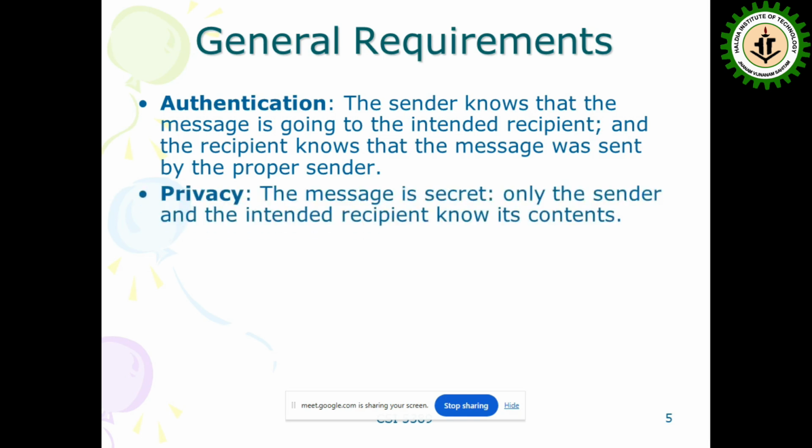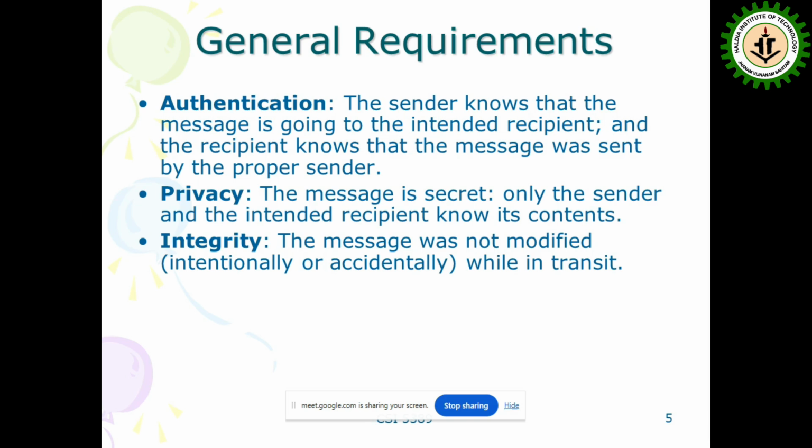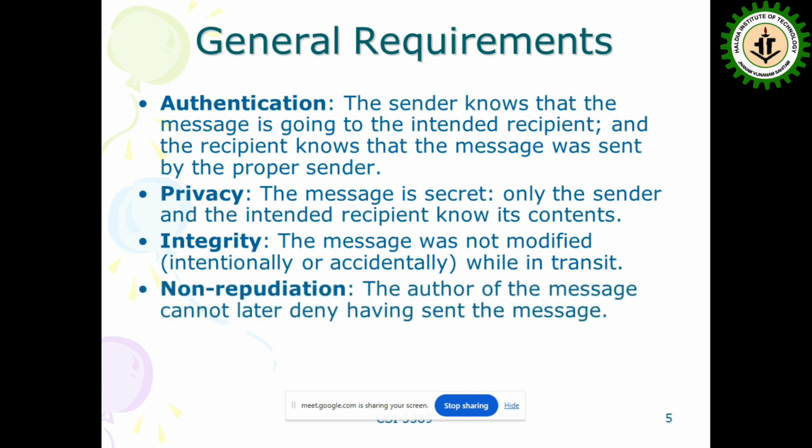Next is privacy. In privacy, the message is secret. Only the sender and intended recipient know its content. Now, integrity. The message was not modified intentionally or accidentally while in transit. And last, non-repudiation. The author of the message cannot later deny having sent the message. These principles ensure that the data is secure and verifiable during transmission, forming the backbone of modern secure communications.